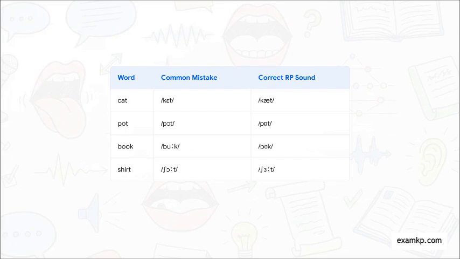Now let's meet the secret superstar of vowels, the schwa. It is the most common sound in English, but it is also the laziest and the weakest. It's that little unstressed sound that you find everywhere, like the A in about or the E in teacher. Trust me, spotting the schwa is a true secret weapon on exam day.